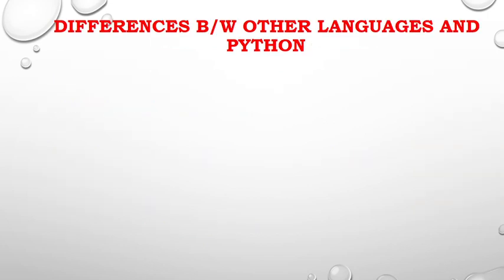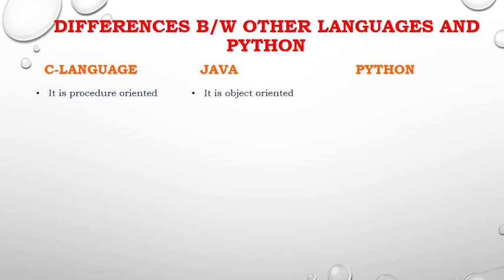Next, we'll see the differences between other programming languages and Python. I'm giving some points to give you an idea of why Python is different from other programming languages. I'm taking three programming languages: one is C, one is Java, and the other one is Python. The first point is that C is procedure oriented and Java is object oriented. If you want to write procedure oriented programming, or object oriented programming, then it can be supported in Python. So in Python we can write procedure oriented programming and also object oriented programming. That is the first most benefit here.